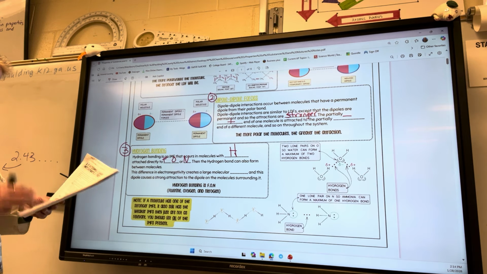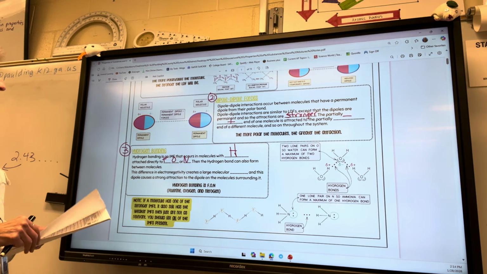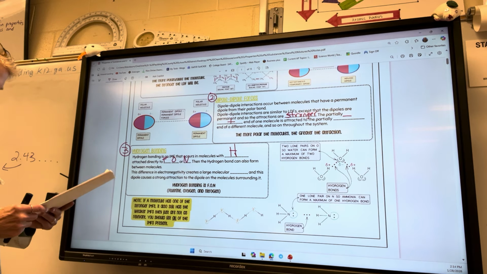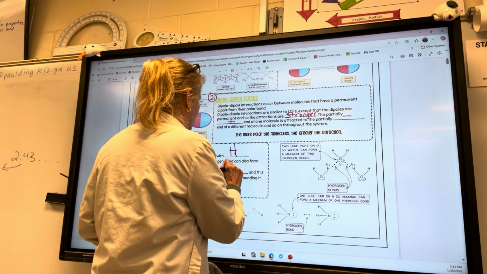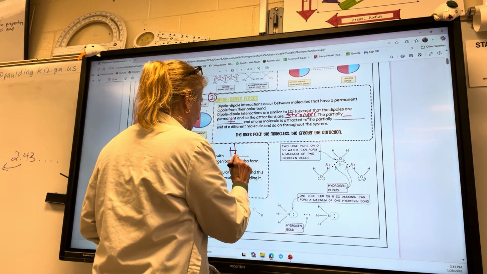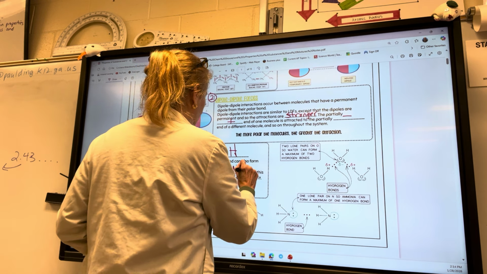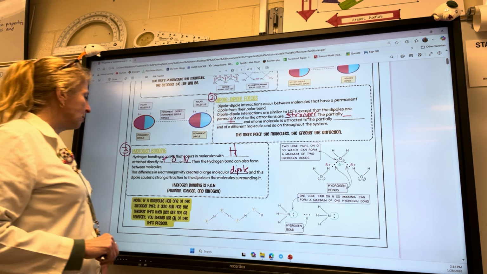Okay, so then it can also form between molecules. The difference in electronegativity causes a large molecular dipole. And this dipole causes strong attraction to the dipole of the molecule surrounding it. So hydrogen bonding is fun.